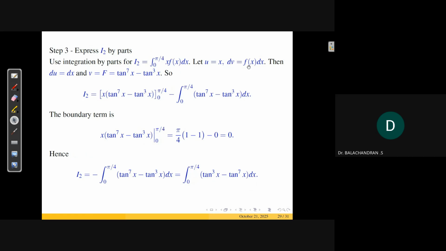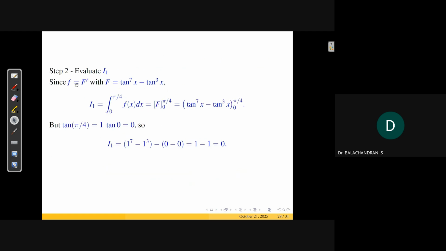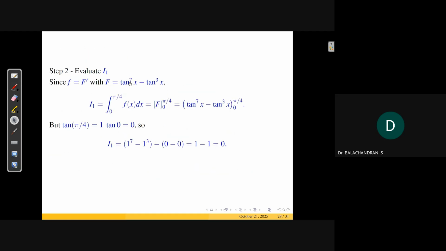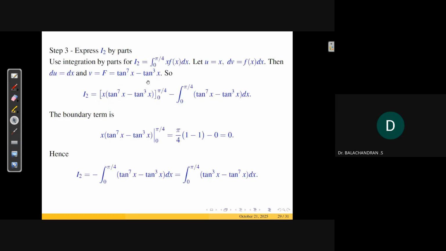Similarly, if you integrate small f, you'll get capital F, that we saw here. If you integrate small f, you'll get what? Capital F. So what is capital F? Capital F is tan power 7x minus tan cube x.